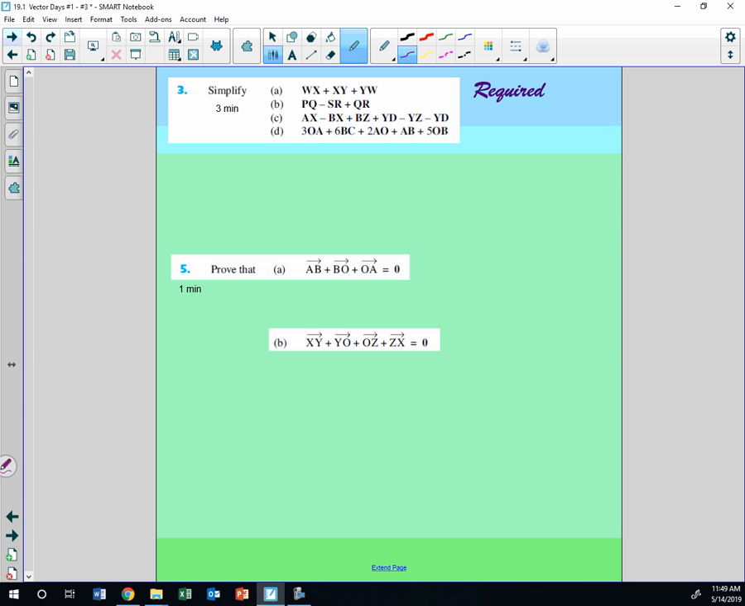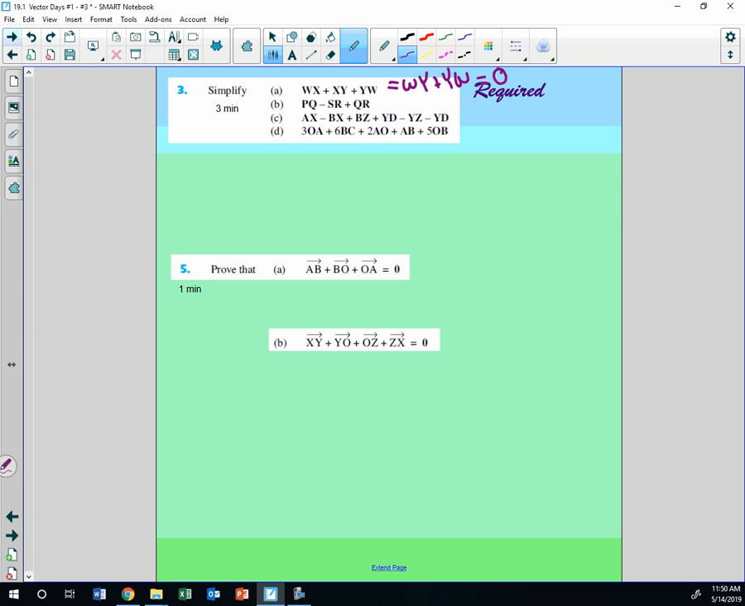What's WX plus XY equal to? WX plus XY is WY. And what's WY plus YW? What's that? 0. So there you go.